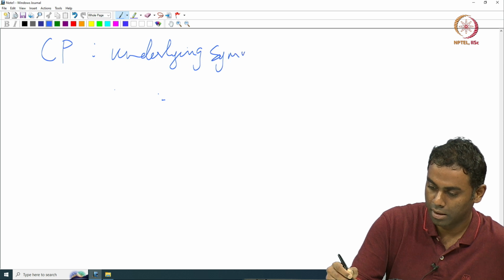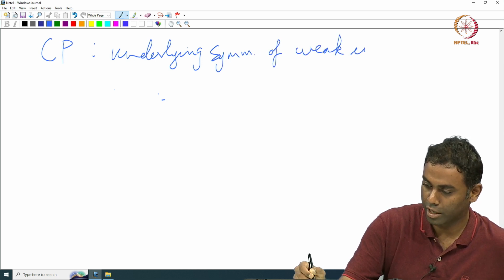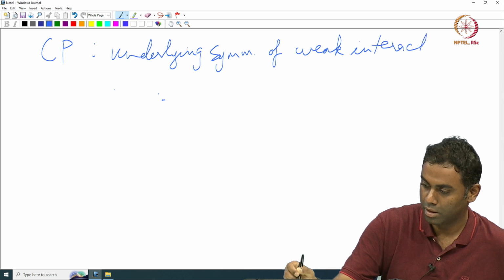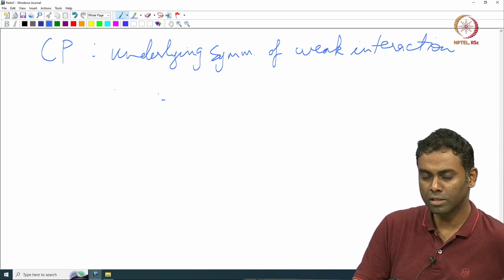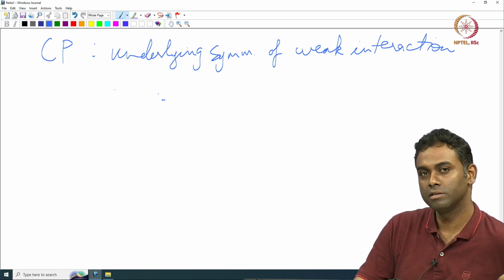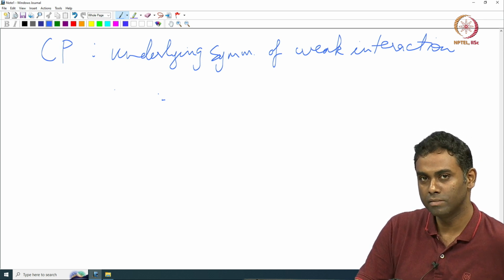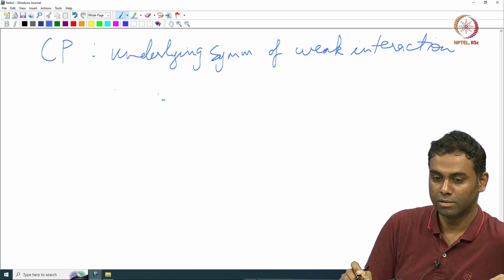Underlying symmetry of weak interactions, not P but CP. Okay. Let me ask a quick question here. Is C an underlying symmetry of the weak interactions? We saw P is not. What about C? C also is not. How do we know that?